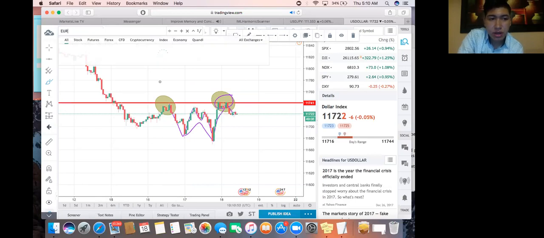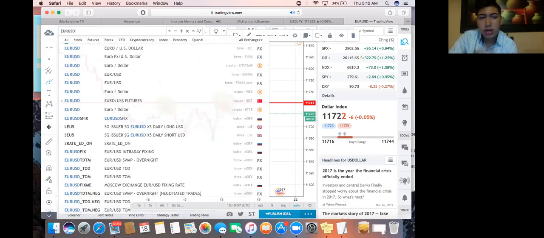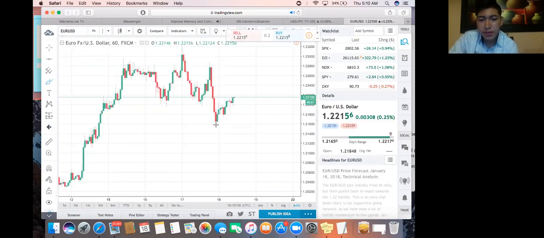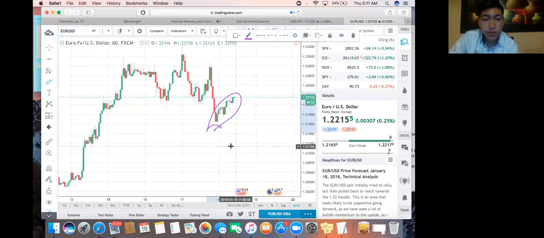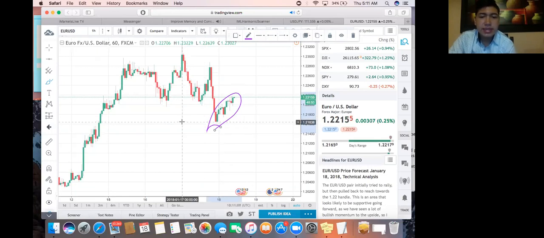If the US dollar comes down, that means that the Euro USD, the Euro versus the US dollar, should be going up. As you can see, when the dollar came down, boom, the Euro USD came back up. As you can see right here. Real simple, right? This is all about simplicity. The more simple, the better.